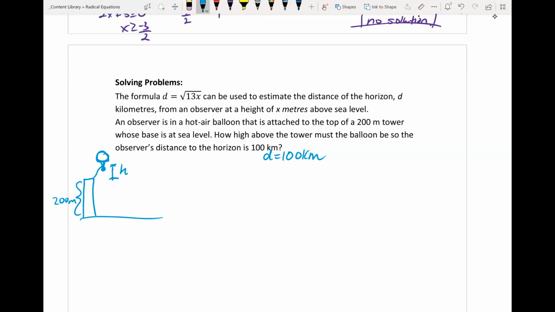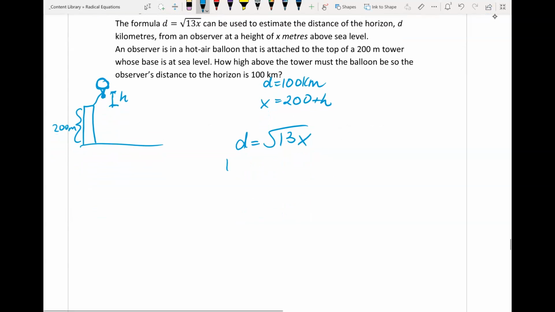So when we talk about x meters above sea level, this x meters can be described as 200 meters plus that little distance of h. So x is equal to 200 plus h. That's our distance above the sea level. Now let's put this all together. D is equal to the root of 13x. I'm going to put in 100 kilometers in for d, and then for x I'll put in 200 plus h.